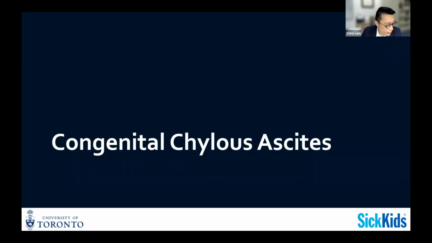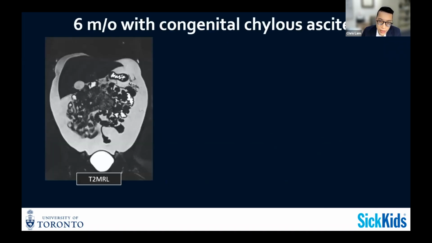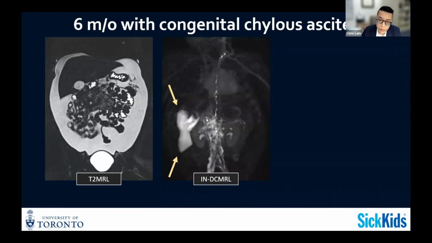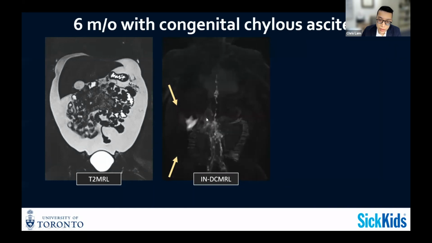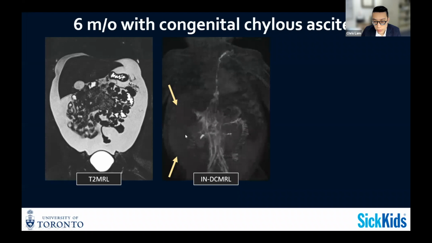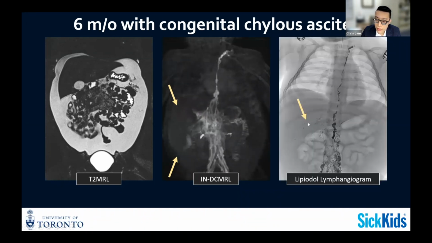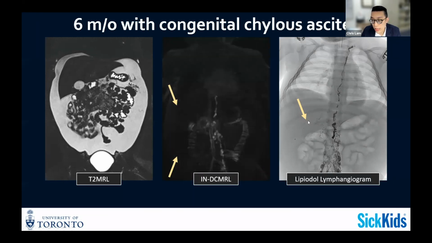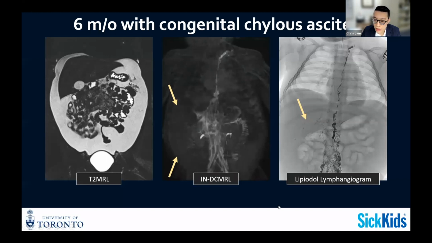So I'll just show you some other pictures. This is not a Fontan case, but a patient that had some nice imaging showing congenital chylous ascites. You see this 6-month-old with a lot of ascites. We do intranodal DCMRL, and then there's frank leakage from the retroperitoneal or subhepatic lymphatics directly into the peritoneal space. And this was occluded through Lipiodol. Basically, there's some Lipiodol in this gadolinium, and that already has a little bit of a scarring property, which was enough just from the DCMRL to occlude that site of leakage.